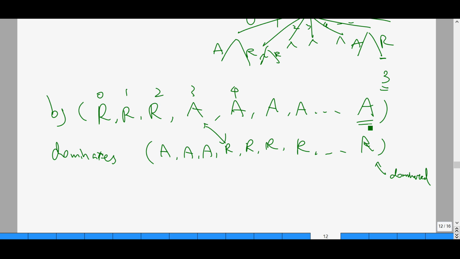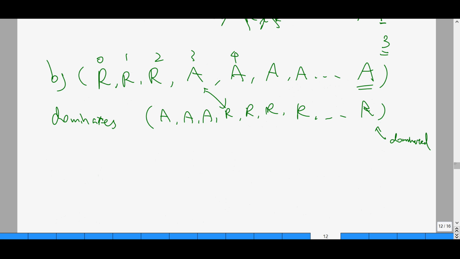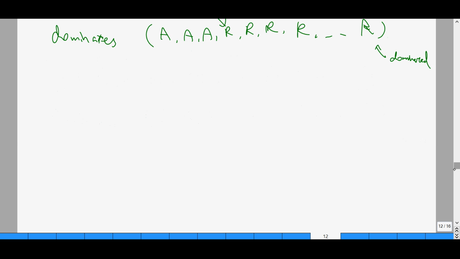So whenever the question is asking for weakly dominated strategy, first thing, always specify a strategy. And a strategy for player D contains 10 actions, one after each history. So specify a list of 10 actions. That's the first important thing. Second, always remember what this is dominated by. So as I said, if you change any one of the A into R, it's still weakly dominated. Or if you change one of the R to A, it's weakly dominated as well. So that's the first part.